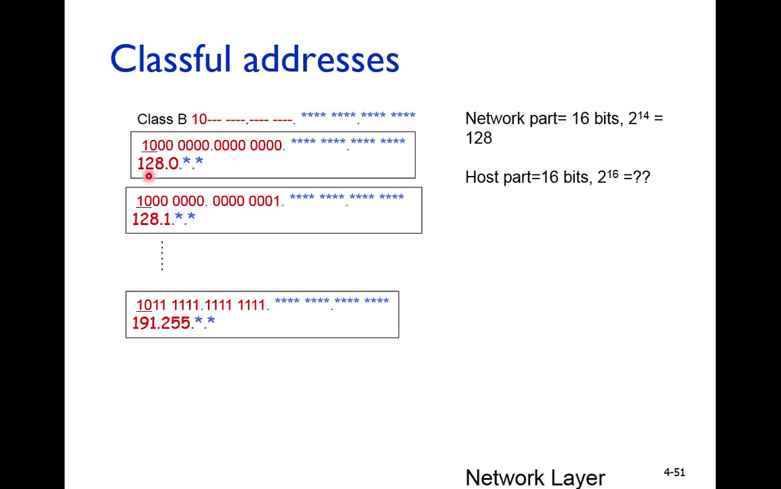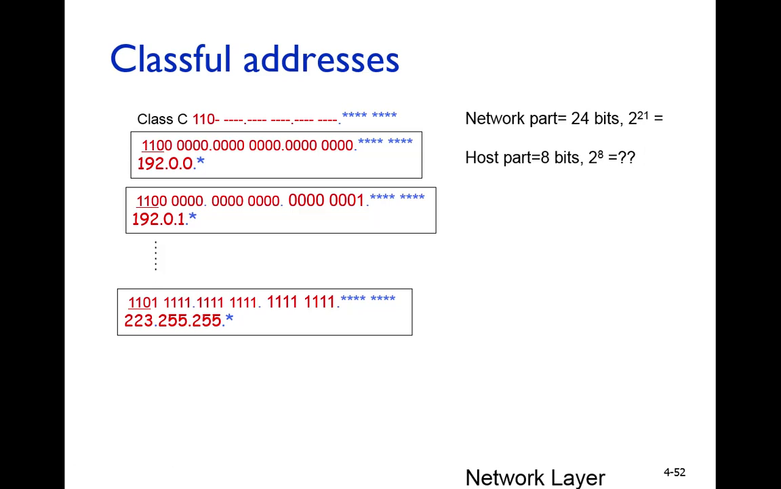So if we have a network address 128.0.*.*, it means that there could be 2^16 hosts. And each host will have 128.0 as its prefix. So these two values will be common. They will be the common prefix. This is called the network part.